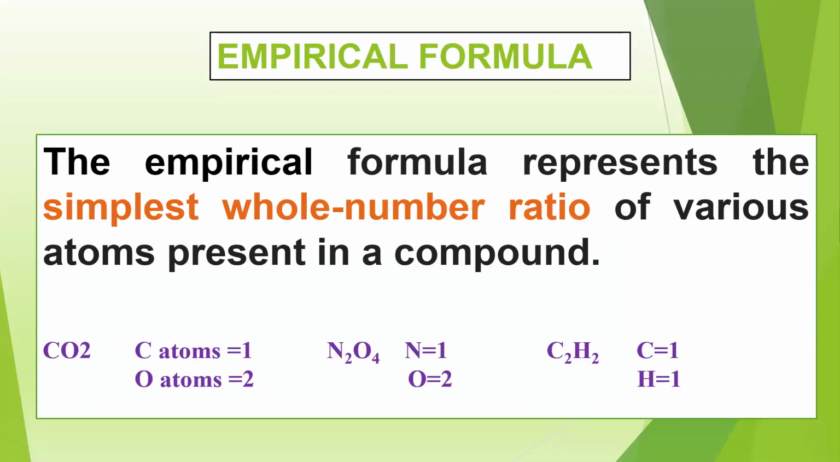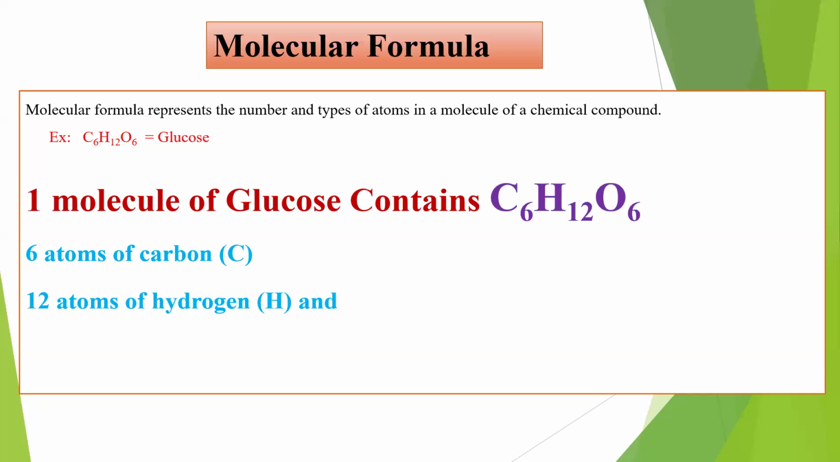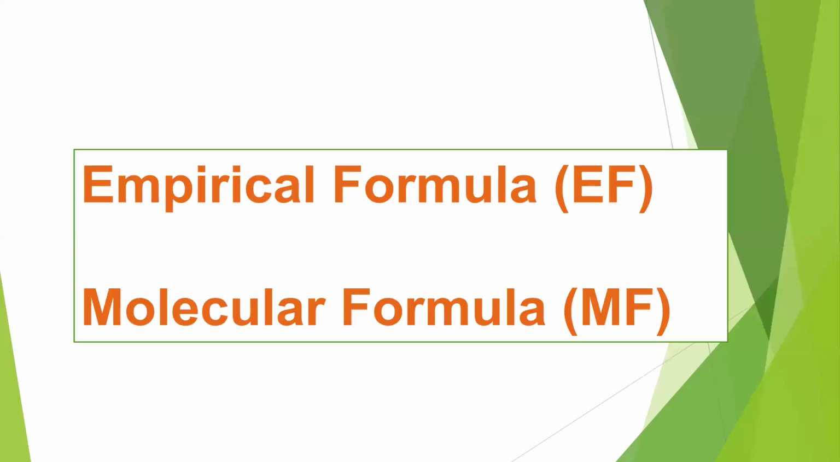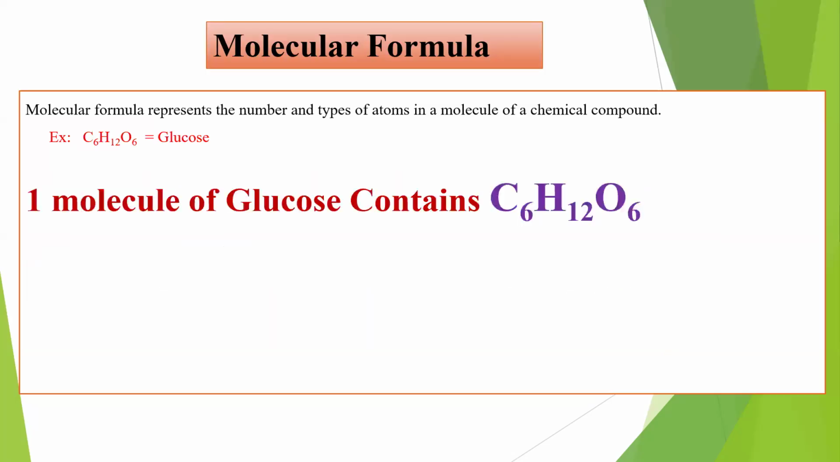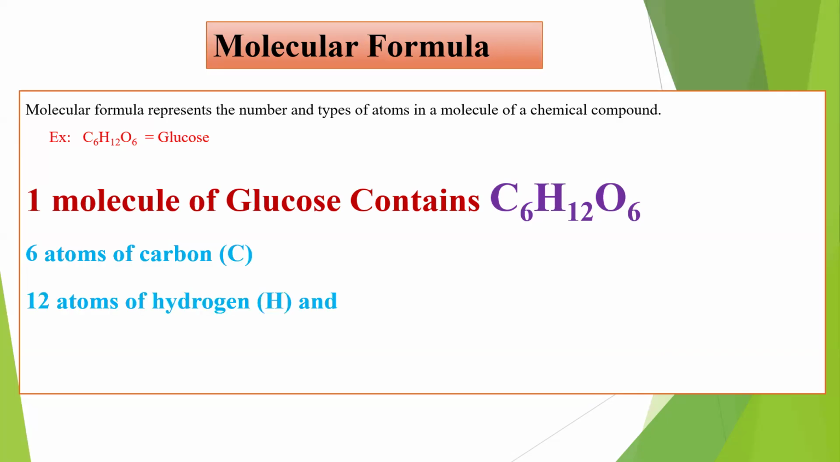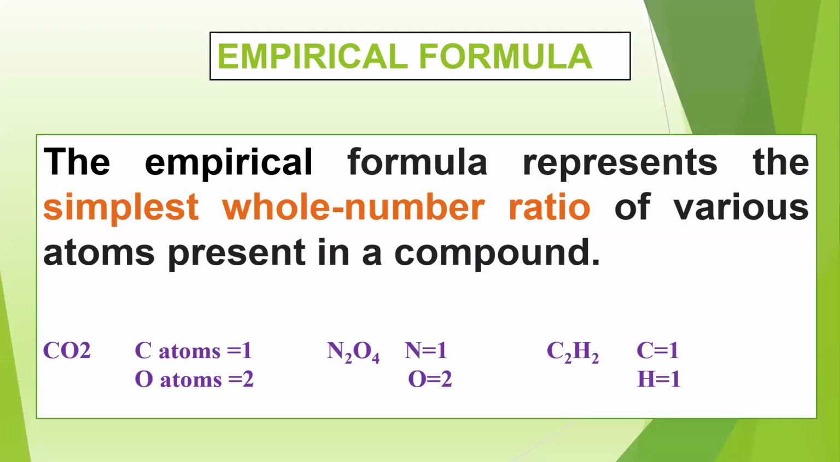So first of all, again I would like to explain what are empirical and molecular formulas. Molecular formula and empirical formula are denoted by MF and EF. Molecular formula means one molecule of glucose contains C6H12O6: 6 carbon atoms, 12 hydrogen atoms and 6 oxygen atoms. So what is empirical formula? It is the simplest whole number ratio of the various atoms.